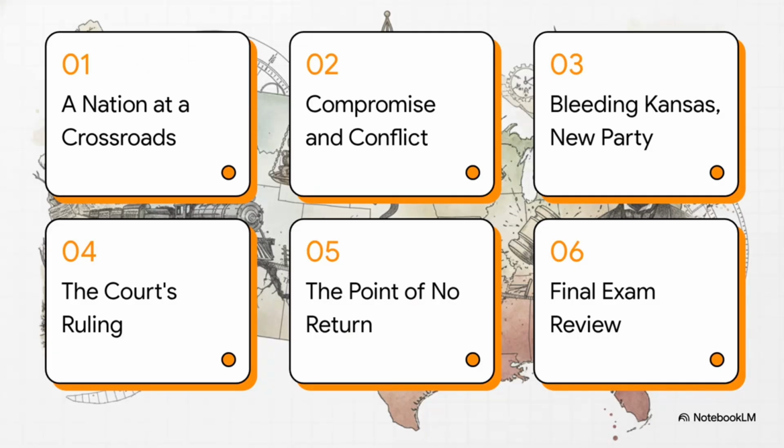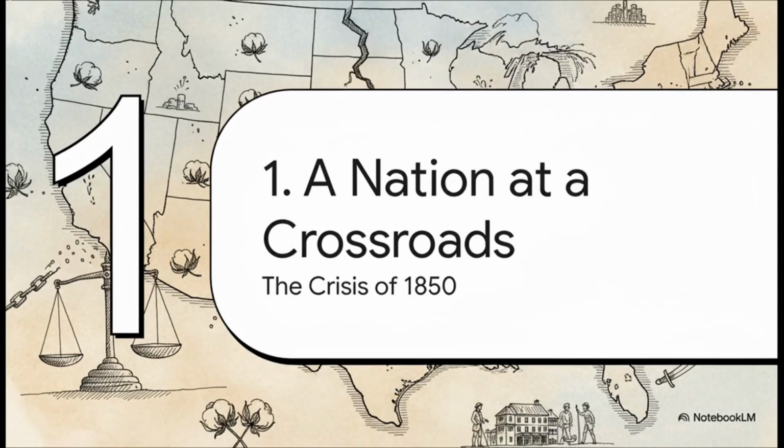All right, here's our game plan. We'll kick things off with the crisis of 1850. Then we'll look at the compromises that just didn't work. We'll see how violence exploded in Kansas, and we'll break down a Supreme Court ruling that just rocked the nation. And finally, we'll look at the last few events that made war pretty much inevitable, all before a quick review of the key facts. So our story really starts right after the Mexican-American War.